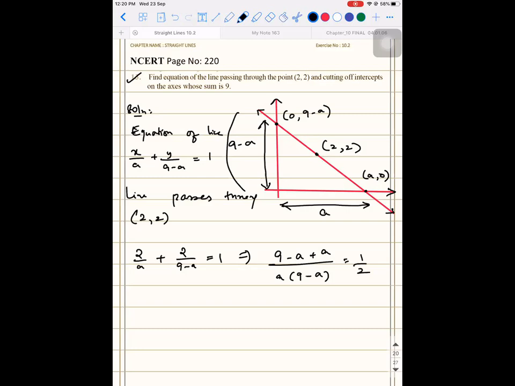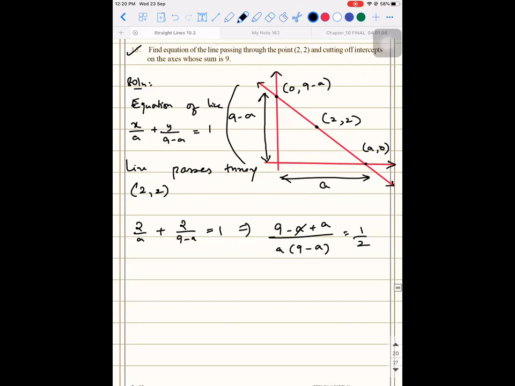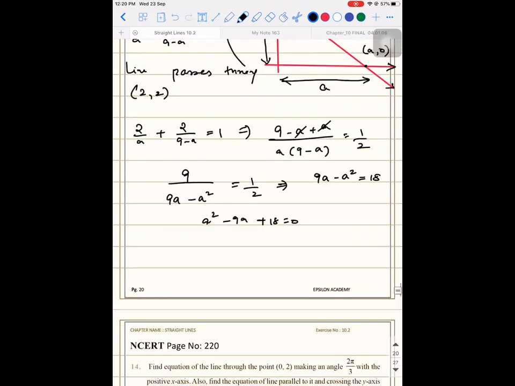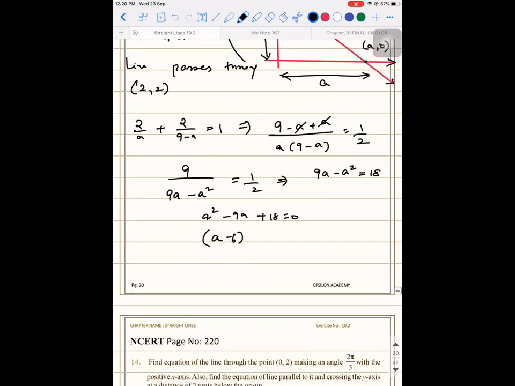I took 2 to the other side. I took LCM and solved. So A and A will get cancelled. 9 divided by 9A minus A square is equal to 1 by 2, which implies 9A minus A square is 18. So A square minus 9A plus 18 equal to 0. So what are the factors? A minus 6 into A minus 3 equal to 0.